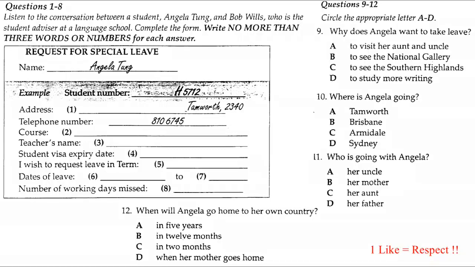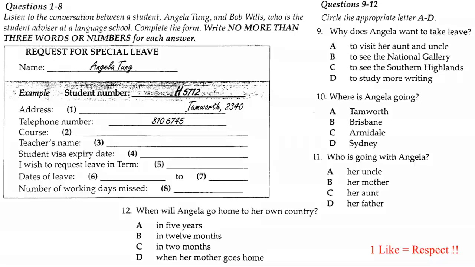Hello, Foreign Student Advisor's Office. This is Bob Wills speaking. Can I help you? It's Angela Tung here, Bob. I'd like to make a request for special leave. Can I do that over the phone? Hello, Angela. You can make that request by phone, but I'll have to fill the form out. Let me get the special leave form. OK, here it is. Tell me your student number, please. It's H for Harry, 5712. H 5712. OK. What's your address, Angela? I live at 10 Bridge Street, Tamworth. 10 Bridge Street, Tamworth. And your phone number? The telephone number's 8106745. Thanks. What course are you doing? I'm in the writing class. Writing. Who's your teacher this term? Mrs. Green. She spells her name like the colour.